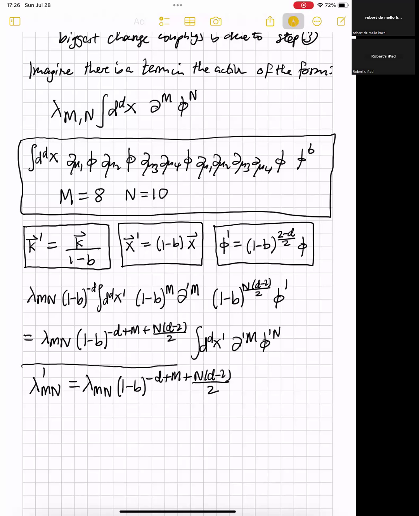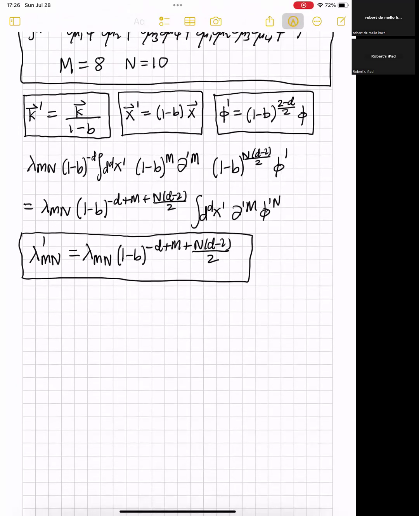Now, it is very easy, especially for me, to make a mistake. So let's actually do an example. Let's study the free action. So the free action looks like this. It's an integral d^d x, and we would have a 1/2, we would have d_mu phi, d^mu phi. So in the language above, this would be a lambda_2 term. So lambda_2 is actually a half, but it would be a lambda_2 term. Why 2? We've got 2 derivatives and 2 fields.